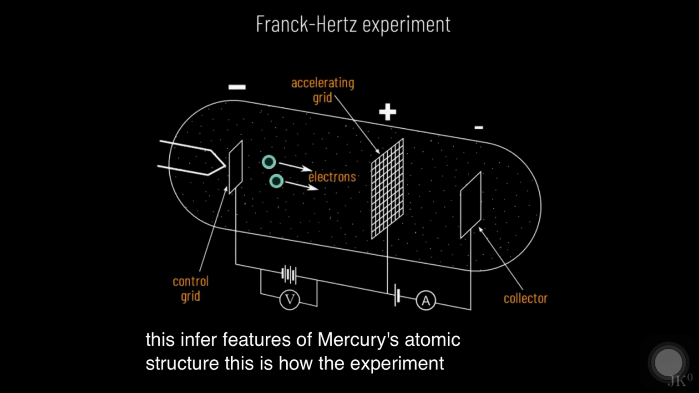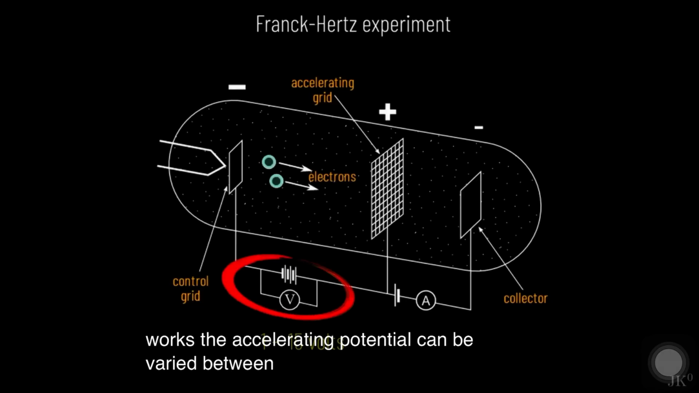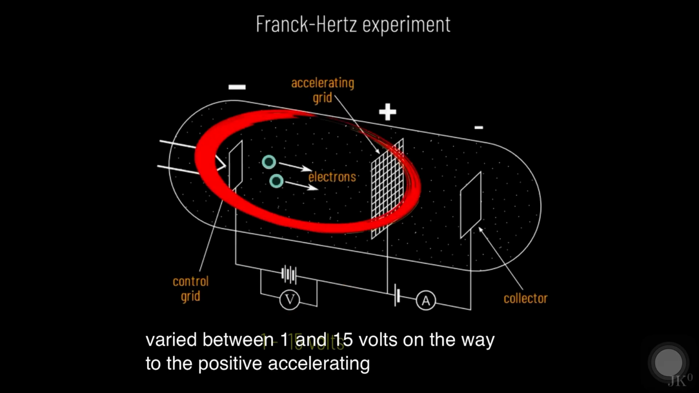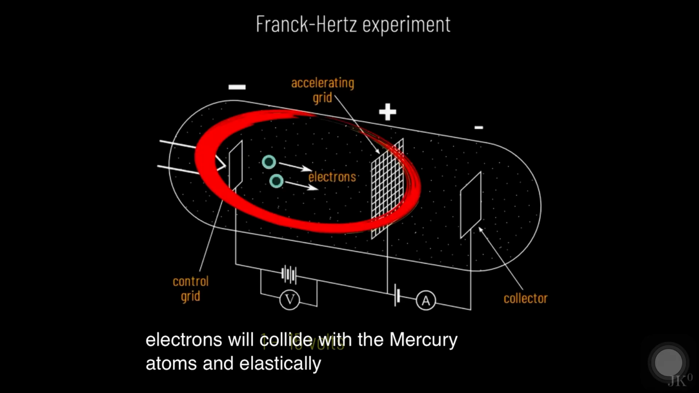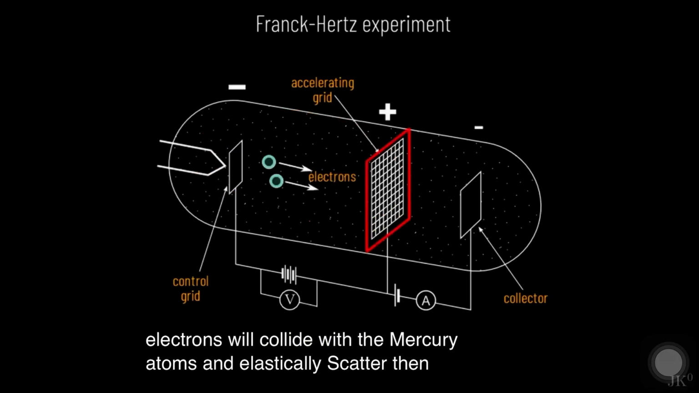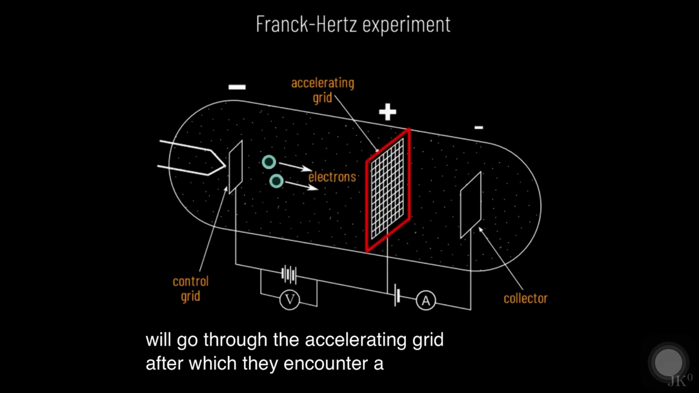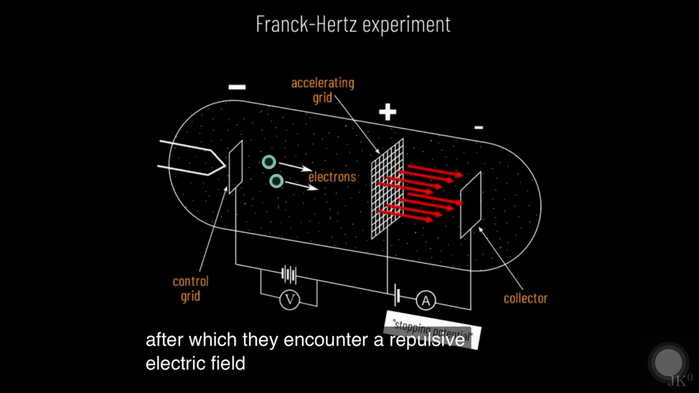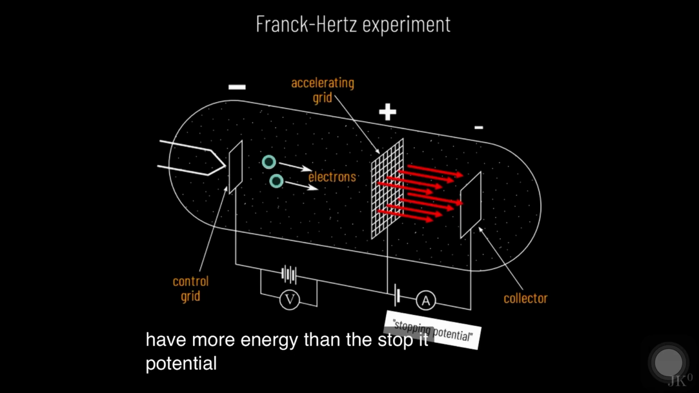This is how the experiment works. The accelerating potential can be varied between 1 and 15 volts. On their way to the positive accelerating grid, the electrons will collide with the mercury atoms and elastically scatter. Then they will go through the accelerating grid, after which they encounter a repulsive electric field. As long as the electrons have more energy than the stopping potential, they will continue to the collector electrode.